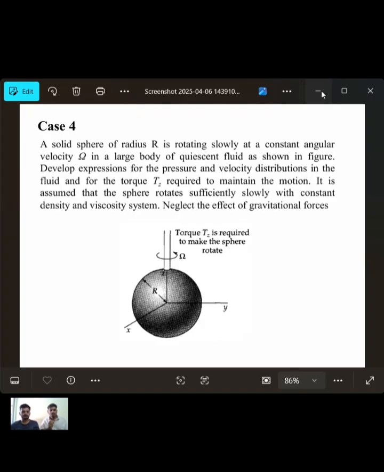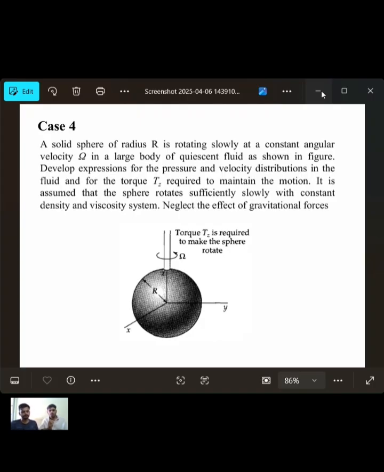Number two, governing equations in spherical coordinates. The Navier-Stokes equation simplifies to, equation number one, the continuity equation, which means del dot v is equal to 0. Number two, the momentum equation, which has three components. We will see them one by one. First is the r component, second is the theta component, and third is the phi component, which is simplified as the Navier-Stokes equation.